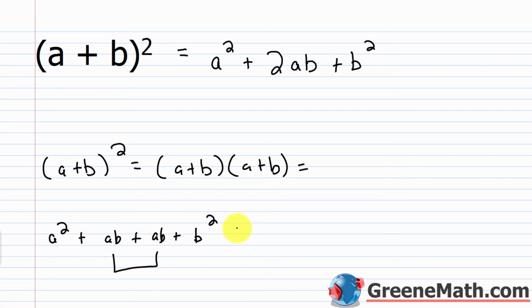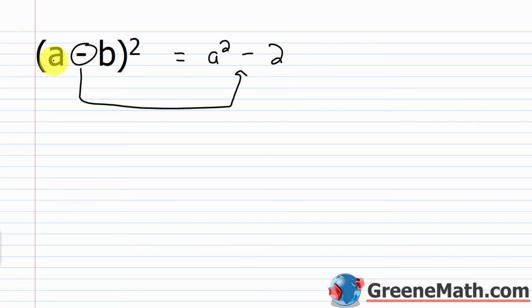If I combine like terms here, I get a squared plus 2ab plus b squared, which is exactly what I had right there. What about (a minus b) squared? Again, the only difference is going to be that sign there. So I'm going to have the first term, which is a squared, then minus, because of that sign, 2 times the first term, which is a, times the second term, which is b, and then plus the second term squared, so b squared. So a squared minus 2ab plus b squared.